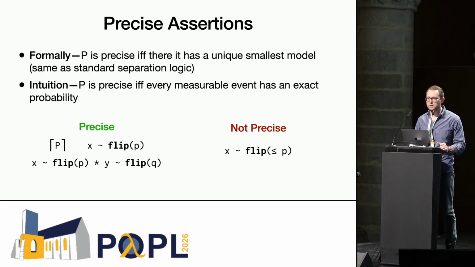So examples of things that are precise are P in the ceiling brackets. Here, P is the measurable event, and it has probability 1, so it's precise. Saying that something is distributed like a biased coin is precise because we know exactly how likely each outcome is. And then you can join two precise assertions with a separating conjunction, and you also get something precise. But an example of something that's not precise is a coin flip where the parameter is bounded, because now we don't know the exact probabilities of each outcome. We only have a bound on the probabilities.